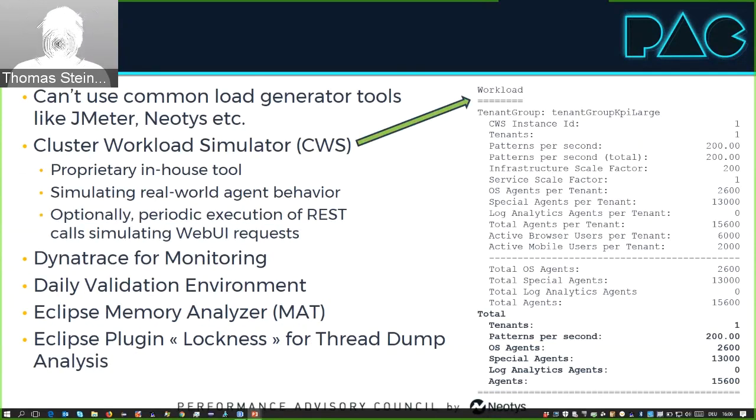Of course, Dynatrace, so we are eating our own food, ideally, of course. So we have our daily validation environment, so the daily regression environment. And well, common tools, right? Like for heap dump analysis, Eclipse, for instance, there are others out there as well. Thread dump analysis, plugin or something else. So a pretty common performance engineering tool set beside the cluster workload simulator, most likely.